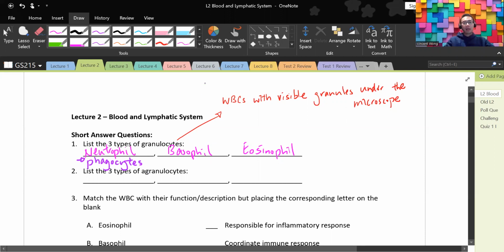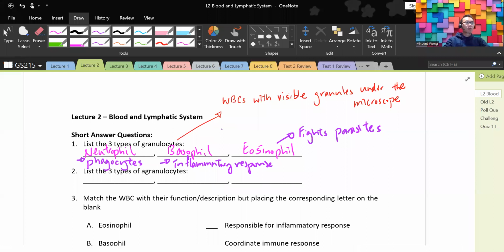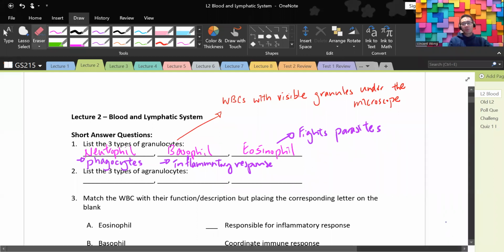So they are the ones that will go around and eat up things that are not supposed to be in the body. Basophils are responsible for creating the inflammatory response. And eosinophils are important for fighting parasites. These are just very basic functions. Of course, they do much more than this, but that's all we have to know for now.